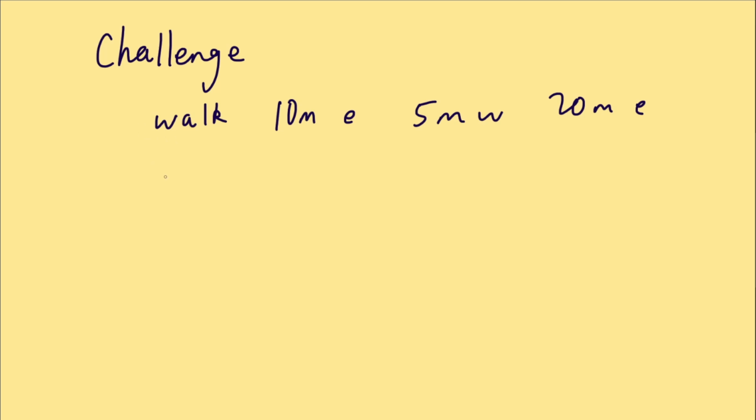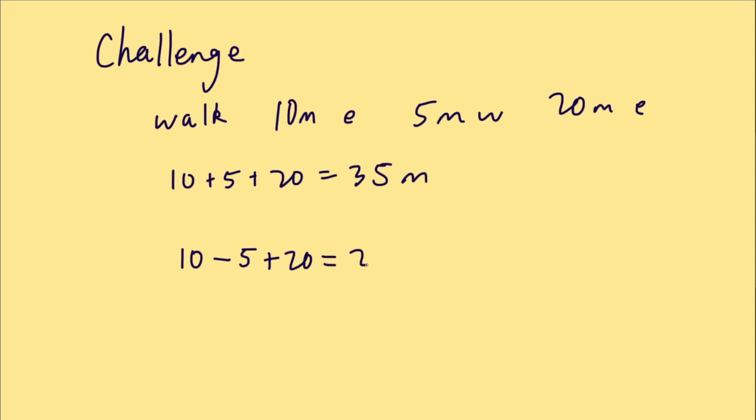So your total distance is 10 plus 5 plus 20, which is 35 meters. That's how much you walked in total. Your displacement would be 10 minus 5, because you're walking backwards, plus 20, which is 25 meters east. In physics, it's important to give not just the magnitude, which is 25, but also the direction, so east, because displacement is a vector.